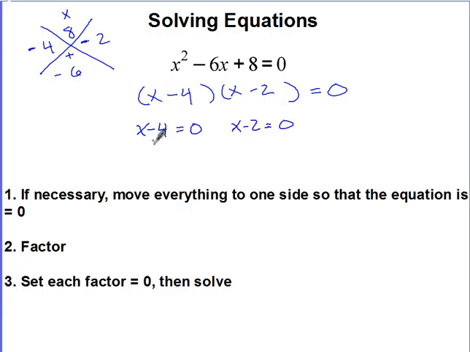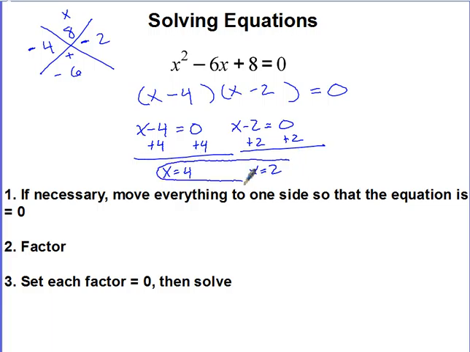So here I would add 4 to both sides. So x is equal to 4. Over here I would add 2 to both sides. So x is equal to 2. So now x equals 4 or x equals 2. Either one of these will give me a true statement up here. So there are two different solutions to this one problem.